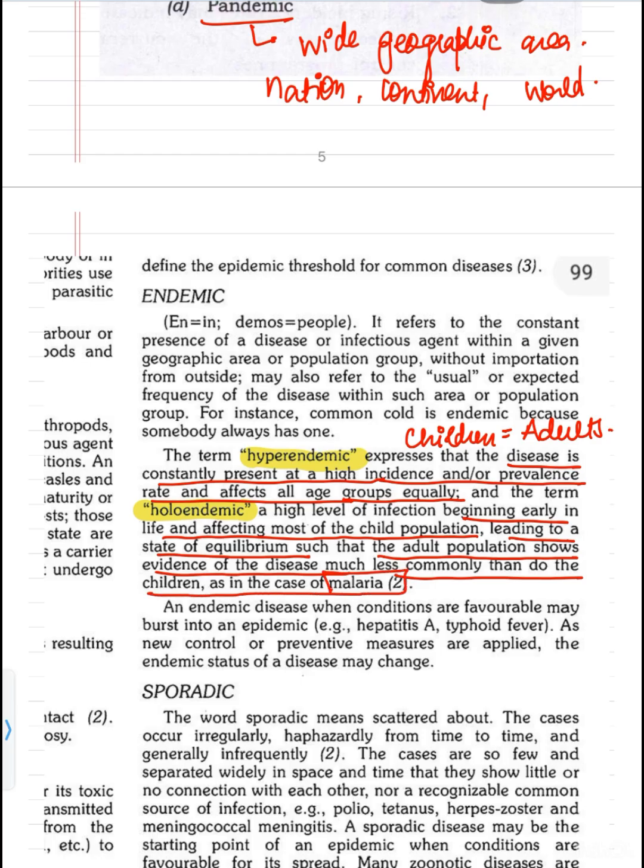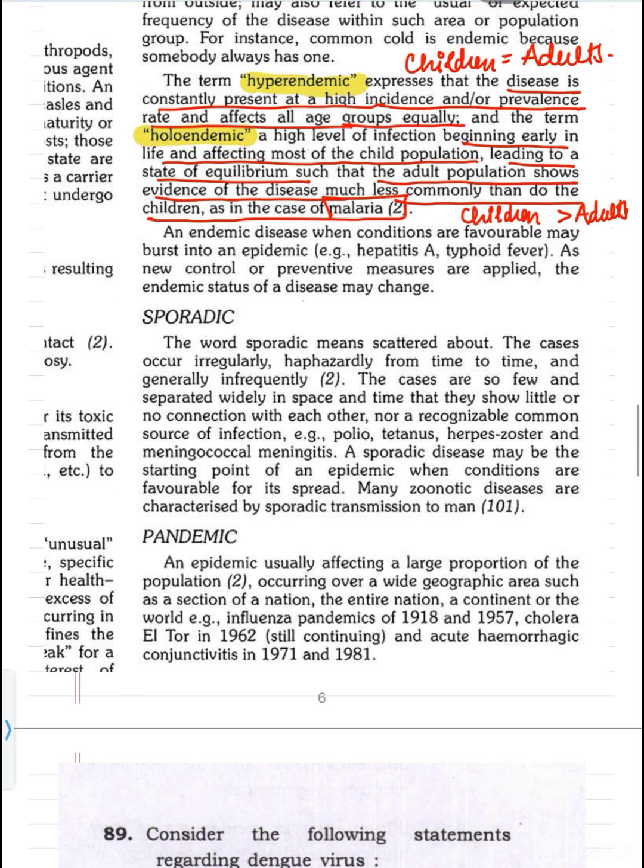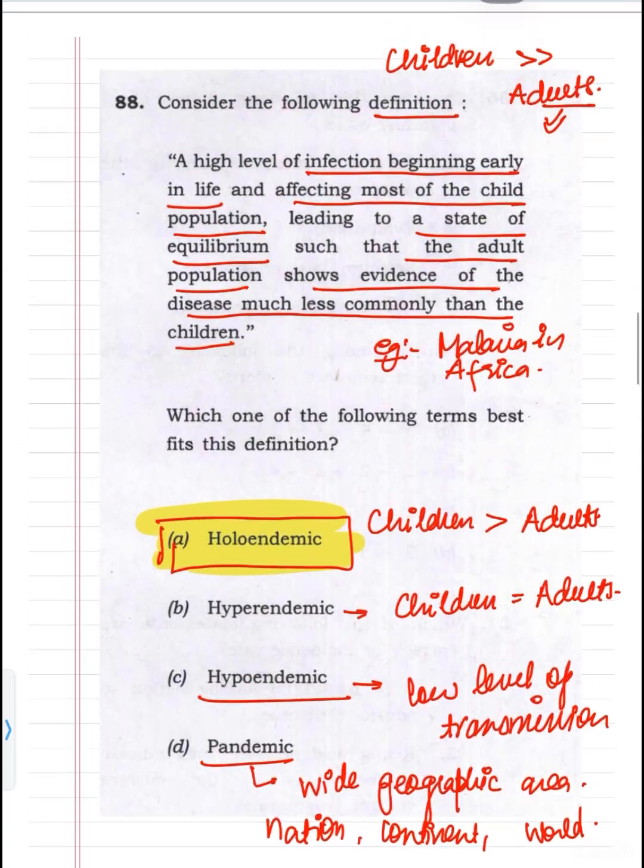Then we have the pandemic. So what is pandemic? An epidemic usually affecting a large proportion of the population, occurring over a wide geographic area such as a section of a nation, the entire nation, a continent, or the world. They have given examples that we have to remember. Influenza pandemic was there in 1918 and 1957. Cholera El Tor in 1962, and it is still continuing. And acute hemorrhagic conjunctivitis in 1971 and 1981. And we know the COVID pandemic as well. So that was about the definition of holoendemic. So holoendemic means children having more than the adults. And if the children are equal to adults, then it is hyperendemic.